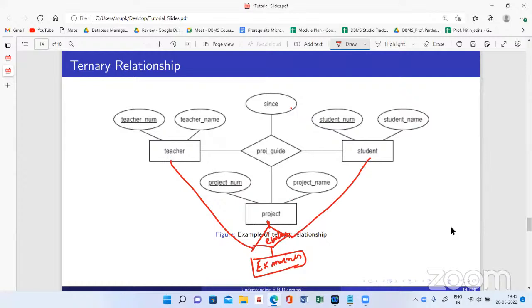Evaluate is a table. Evaluate is a relationship set. An examiner evaluates the teacher, the project, and the student, right? Examiner will be a table, no, sir? So there is an easy way to avoid this complicated situation, that's called aggregation.